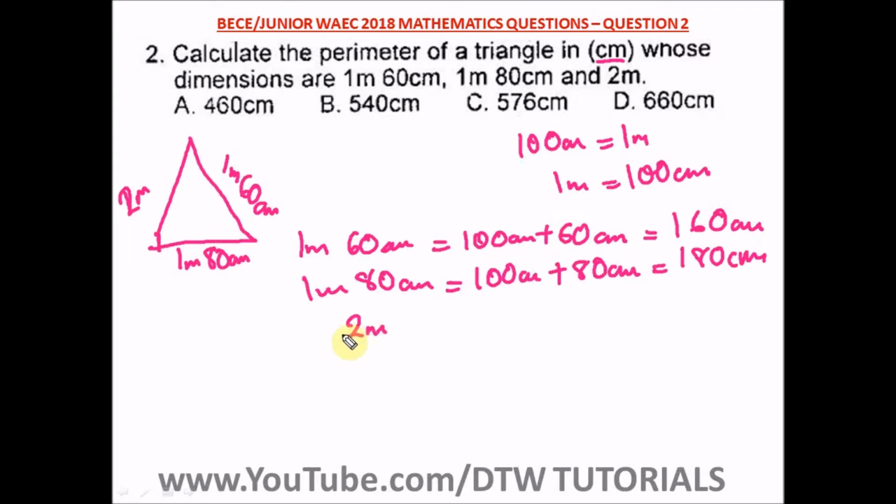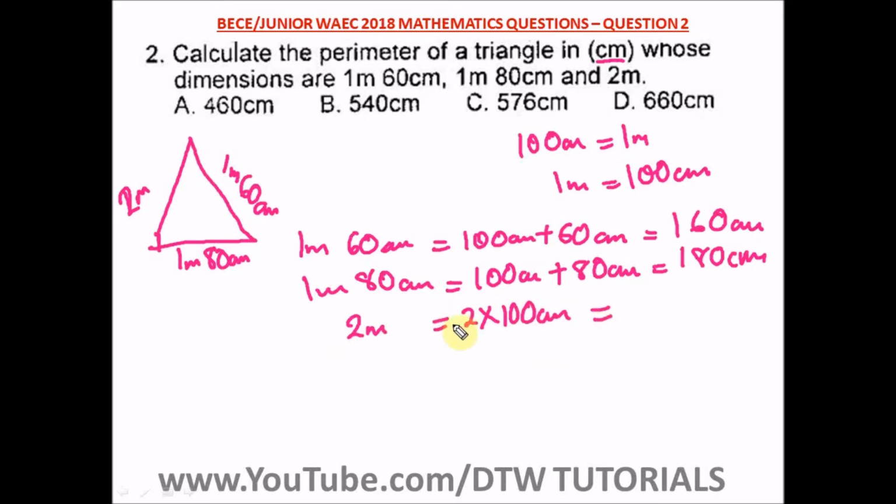And the final dimension is 2 meter. So we have just 2 meter here, and 2 meter will be 2 times 100 centimeter. Since 1 meter is 100 centimeter, if you add another meter, it will be plus 100, or you just say multiply by 2. If you say plus 100, that's 200. If you multiply 2 by 100, that's still 200. So let's follow this pattern.